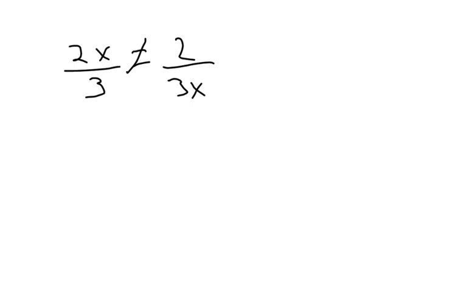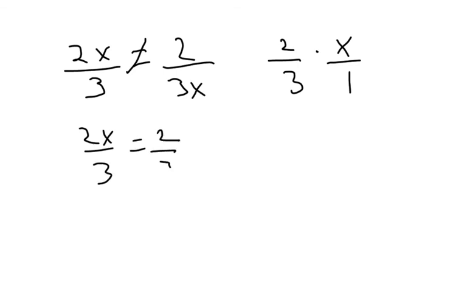Let's think of 2/3 times x over 1, which we're just basically splitting apart. We can do this: make this 2 over 3, make this x over 1. And it's true, let me write it out here, 2x divided by 3 does equal 2/3 times x over 1.